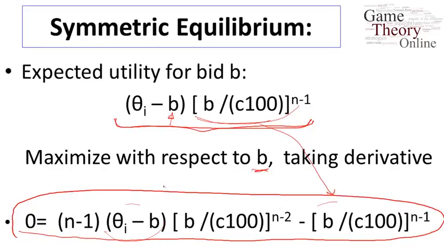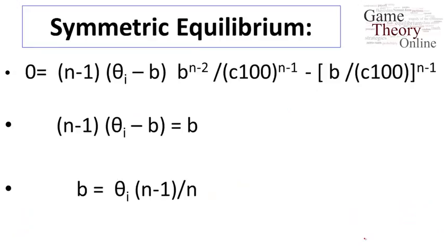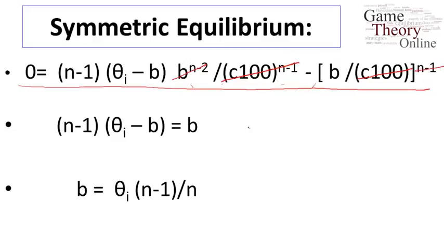So what we need to do is solve this for b. Now, again, this is an algebra problem, right? We're solving this equation with respect to b. What can we do? Well, there's a lot of things that simplify. The (c over 100) to the n minus 1, those things are canceling out. We've got a b to the n minus 1 here and an n minus 2, so this part goes away. This just becomes a minus b.